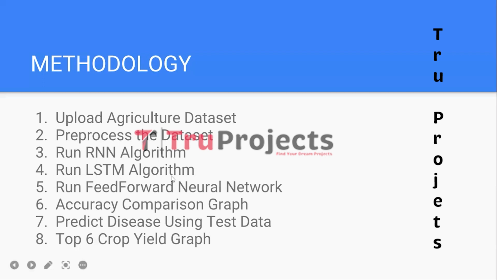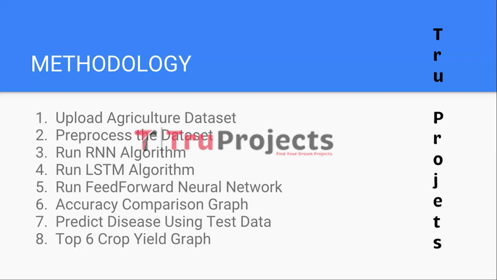And the fourth module is run LSTM algorithm. This module will implement the LSTM model by using the deep learning library to build an LSTM model and by using the pre-processed dataset to tune the hyperparameters. The fifth module is run feed-forward neural network. To implement this module, we used the deep learning library to develop a neural network model by using the pre-processed dataset. And then the accuracy comparison graph.